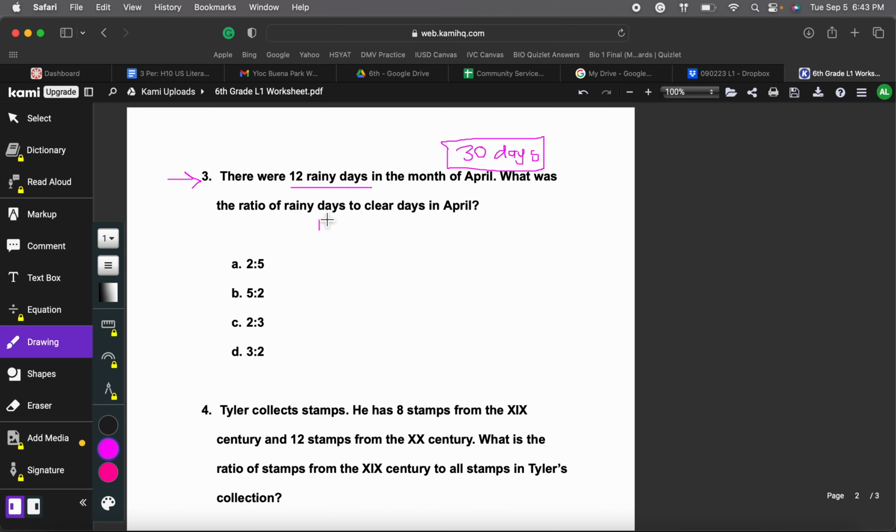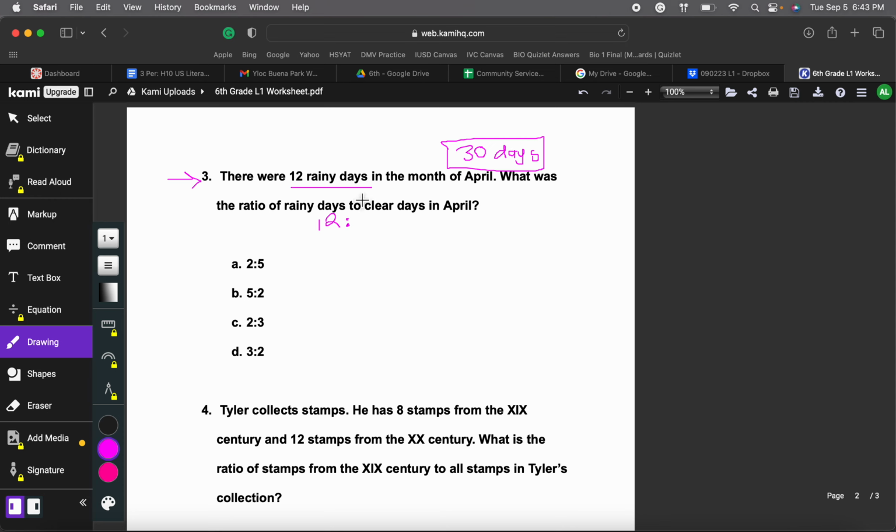So we're going to write 12. And it says ratio of rainy days to clear days. Okay, so ratio rainy to clear. So there were 12 rainy days in the month of April. What was the ratio of rainy days, as we wrote rainy days first here, to clear days in April?